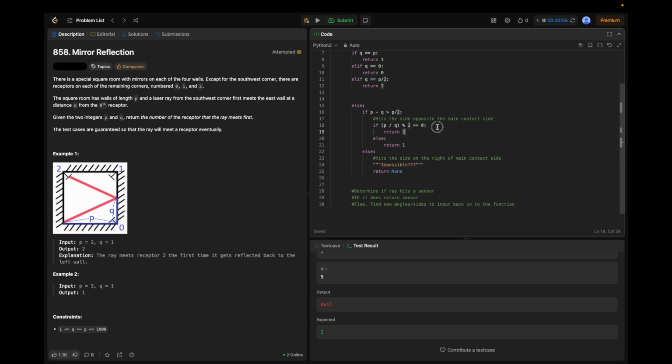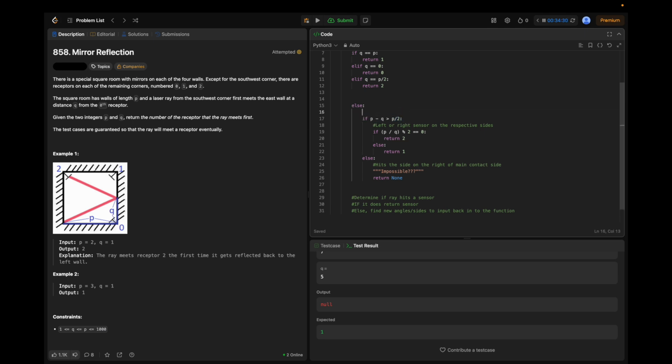Okay, so this is for left or, well, dang it, already here. Left or right sensor on the respective sides. And then this is going to determine what side.